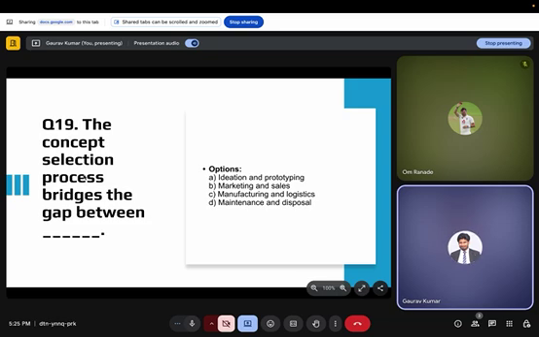Okay, so option B, marketing and sales, refers to post-decision commercialization activity, not the design pipeline itself. Option C, manufacturing and logistics, occurs after design validation. And option D, maintenance and disposal, belong to the product life cycle stage. Hence only option A correctly identifies the interface that transforms creative exploration into tangible realization.